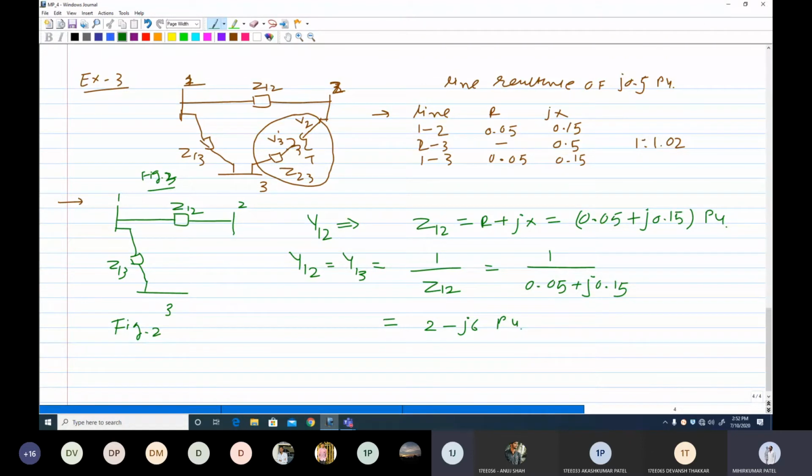Okay. So just formulate the Y-bus matrix for figure number 2. So the elements of the Y-bus matrix for figure number 2 are, yes, help me to write down the elements of the Y-bus matrix from figure number 2. I'm not asking about the final answer. I want to just write down the elements of the Y-bus matrix.